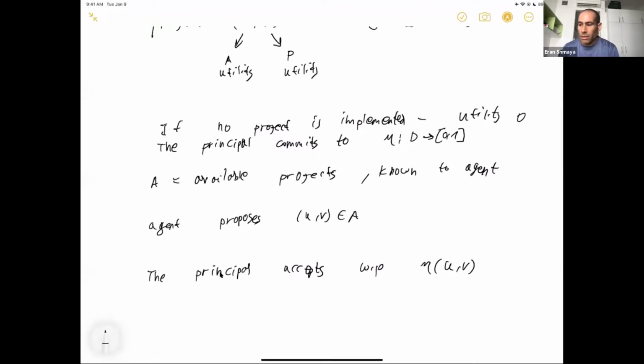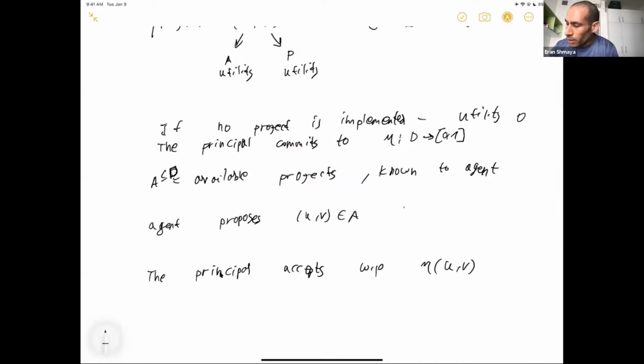A is an arbitrary subset of D, the set of available projects known to the agent and not to the principal. And no assumptions on A. It's any subset, any finite subset, let's say. And it's clear how the agent will pick (U, V).